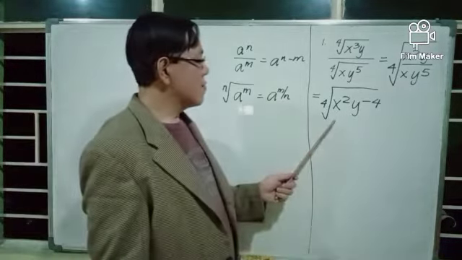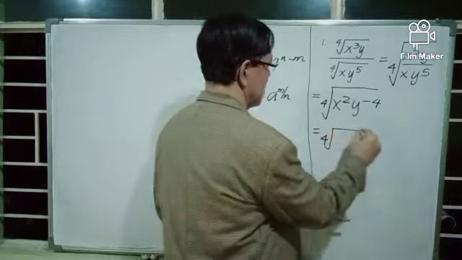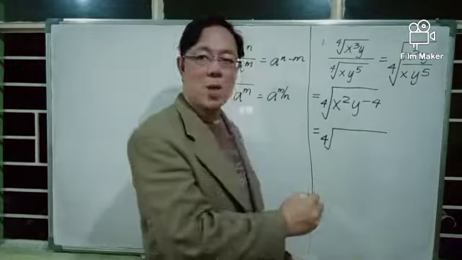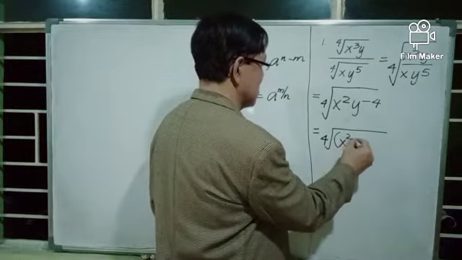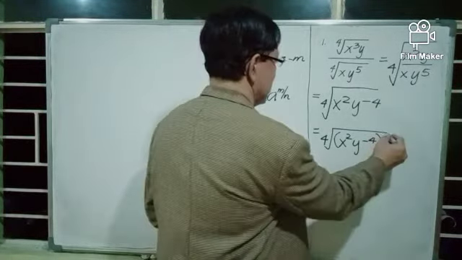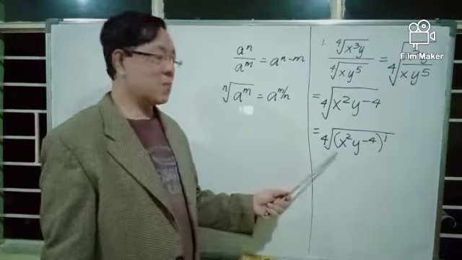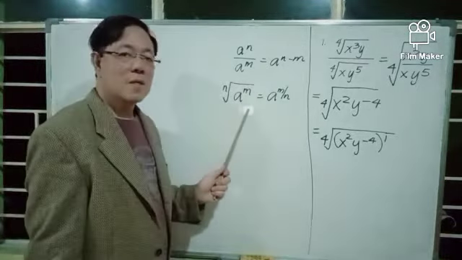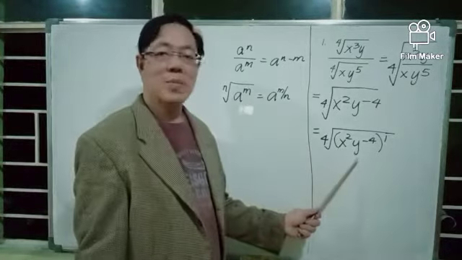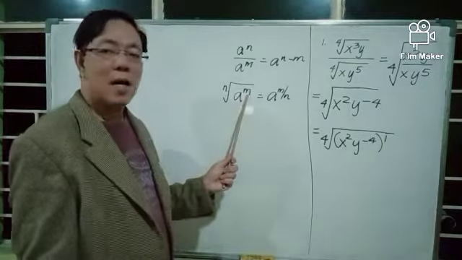First, I will write this as the fourth root. I will take x squared multiplied by y raised to negative 4 as one quantity, raised to exponent 1. Now, comparing this radical expression with this radical expression, the index n is 4, the base a is x squared multiplied by y to the negative 4, and the exponent 1 here is m.